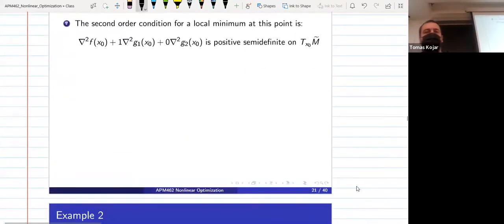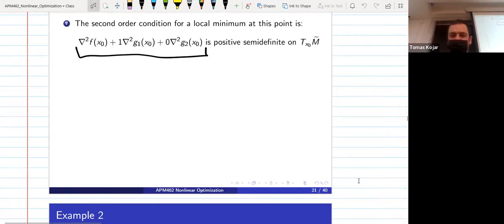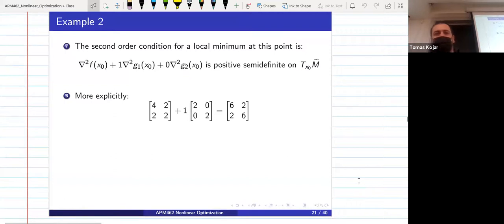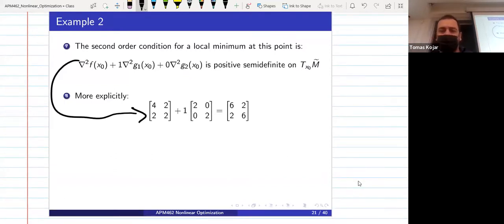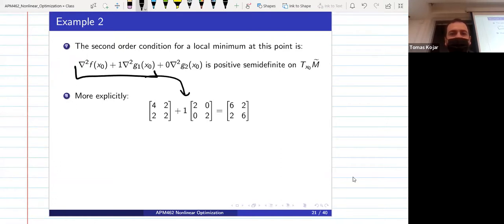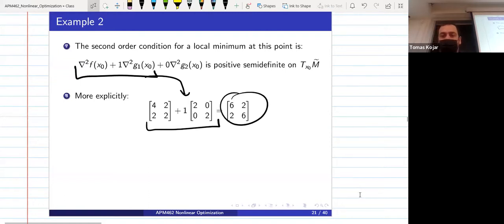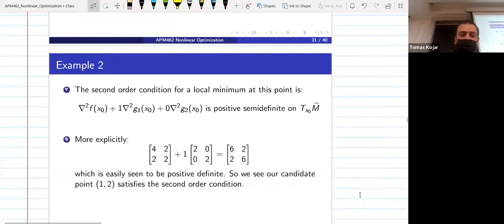But then you still have to check that this local min candidate will be positive definite on the tangent space. So now let me find you the tangent space. So this guy here is this. The guy over here, these 2 matrices, are these 2 matrices over here. And so I get this matrix, looks nice. And I have to show you that this matrix is positive definite.